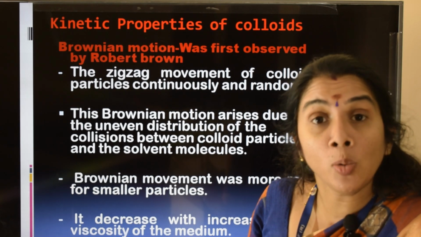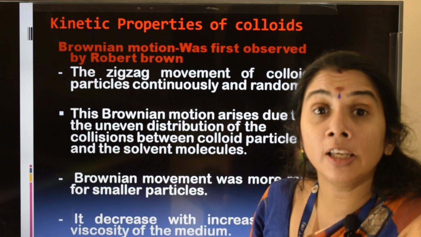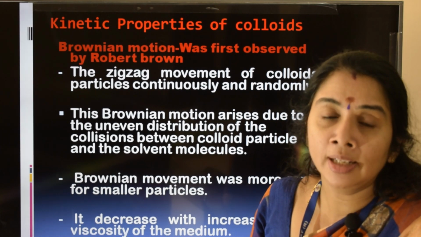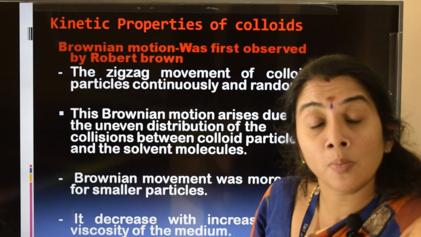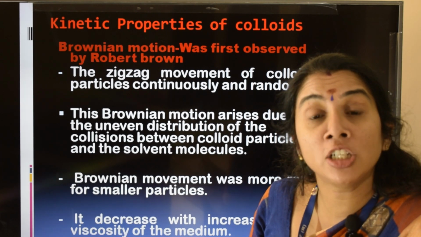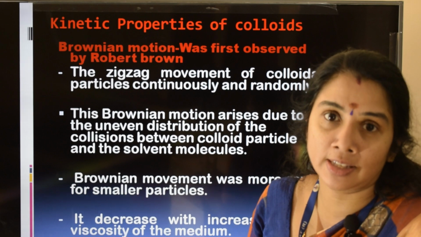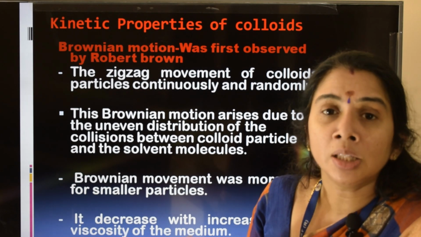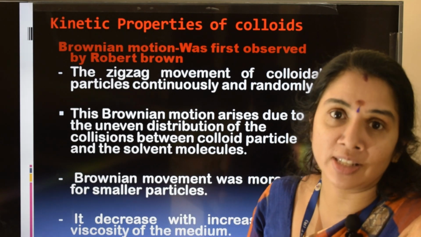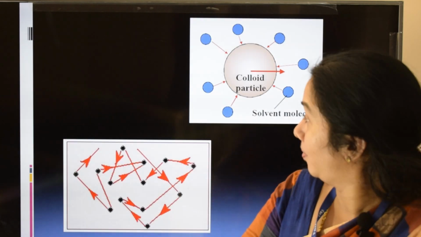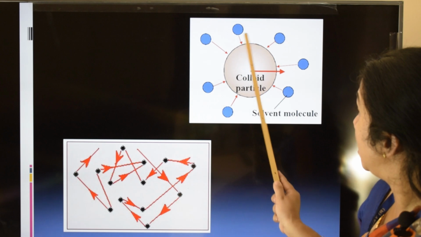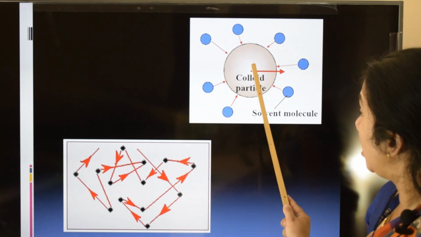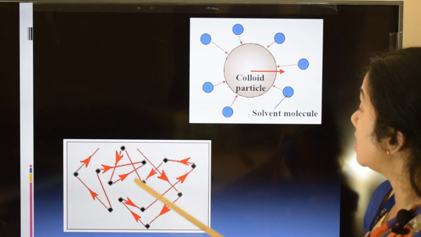And this Brownian motion is observed more if your particles are very small, that means near to 1, 2, 3 nanometers. And this Brownian motion is less if your dispersion medium is highly viscous. So in a viscous medium, the movement is not so visible. Here you can see in this picture, the colloidal particles are being hit by the solvent molecules. When they are hit, they will undergo this zigzag movement.